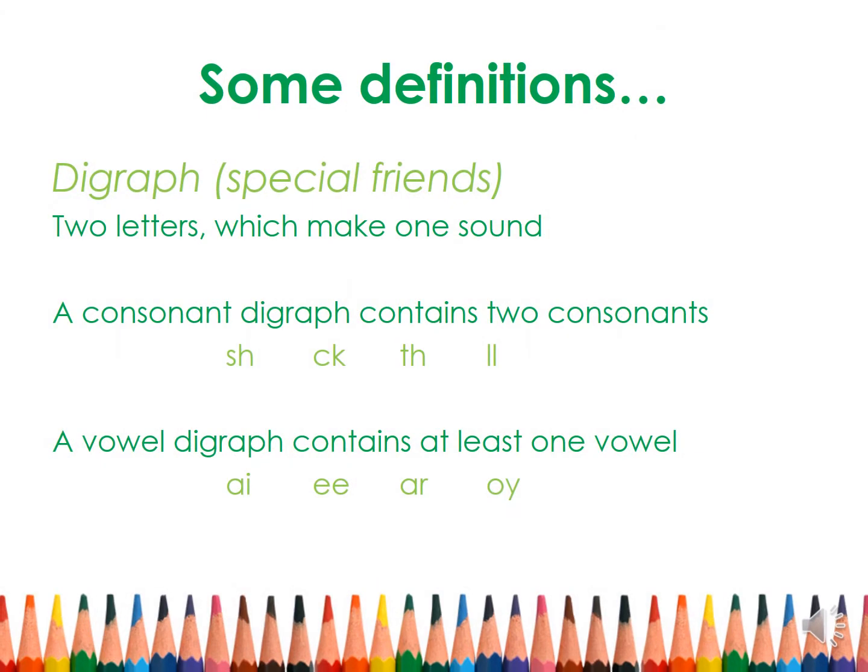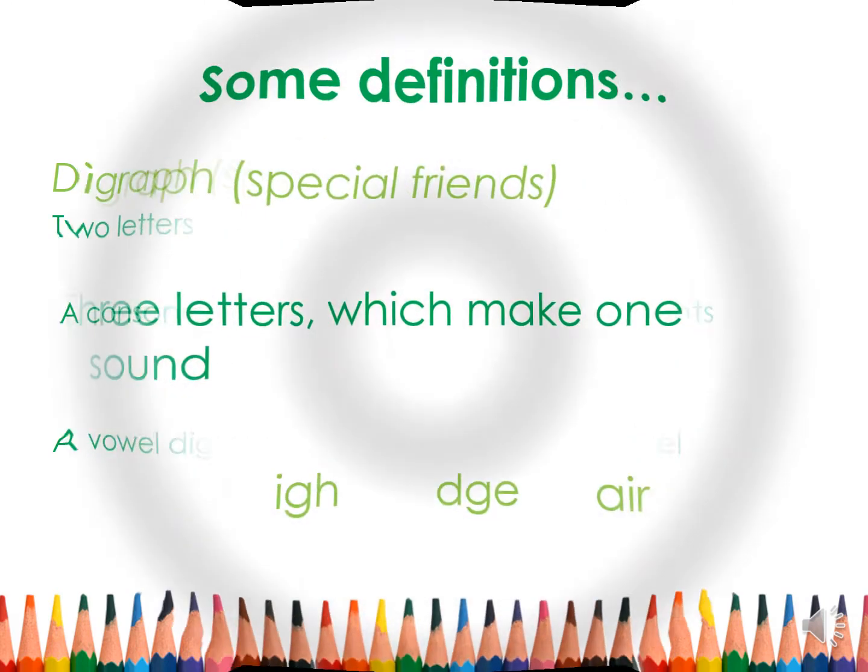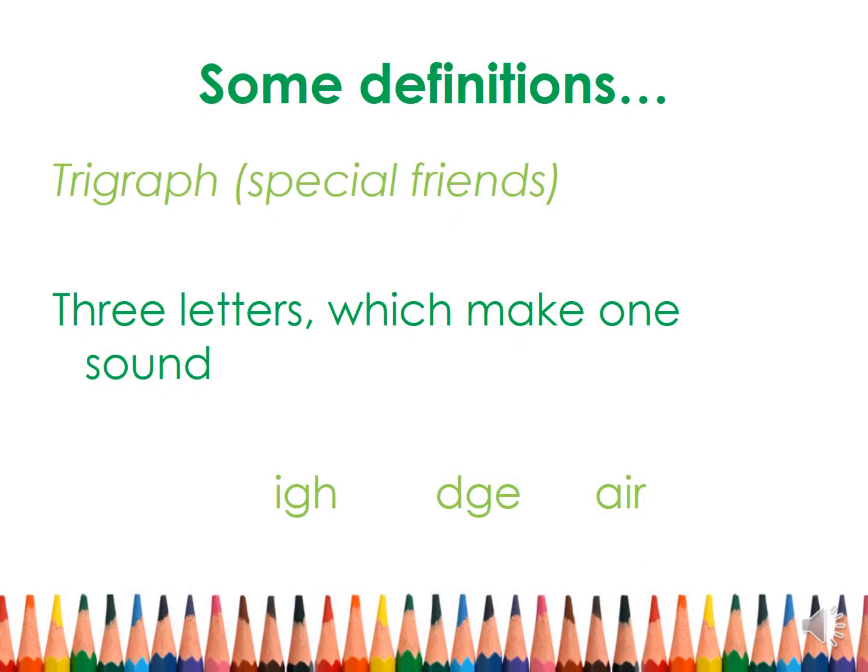A digraph is a combination of two letters which make one sound. You can have digraphs with double consonants, such as l, sh, k, and digraphs containing a vowel sound, such as a, e, oi. A trigraph, which is also referred to as special friends in school, is a combination of three letters which make a sound. For example, I, j, air.